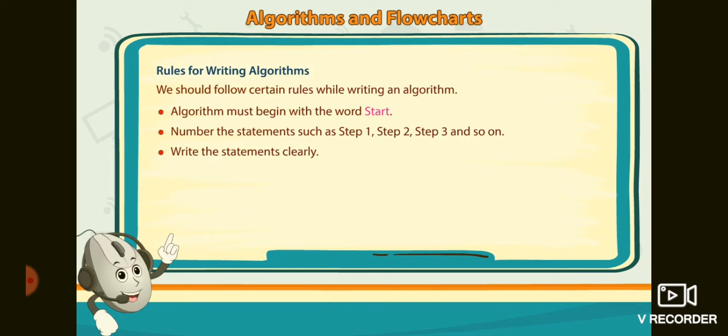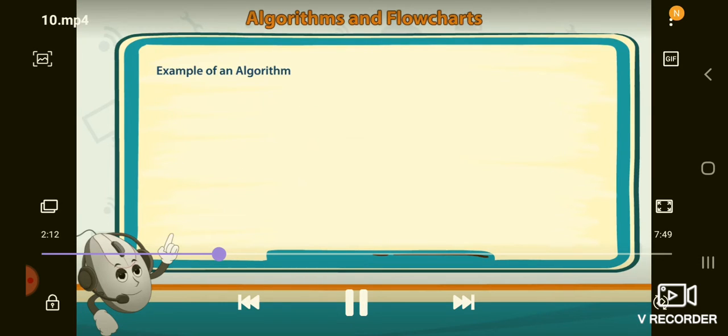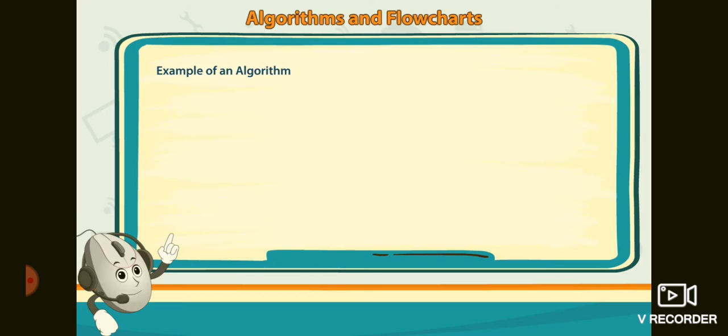Okay, and then write the statements clearly, and then separate all the steps, and then you will finish. And the rule at the last: you will use Stop at the end of the algorithm. Just like I am showing with the example, that is the algorithm to add three numbers, where you will use three numerical values, like 1, 2, 3.